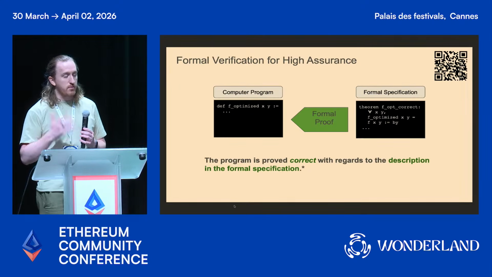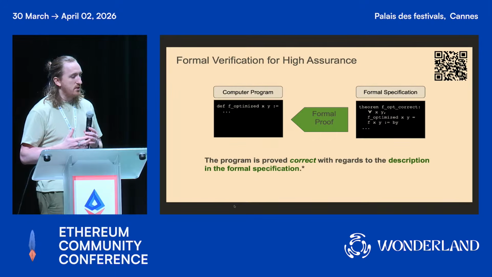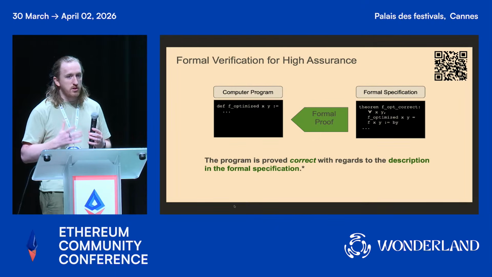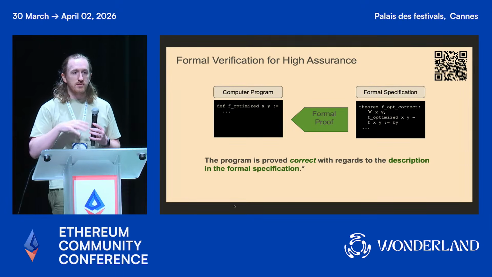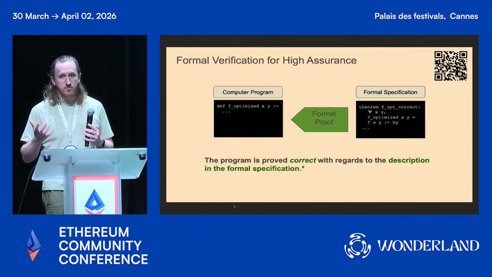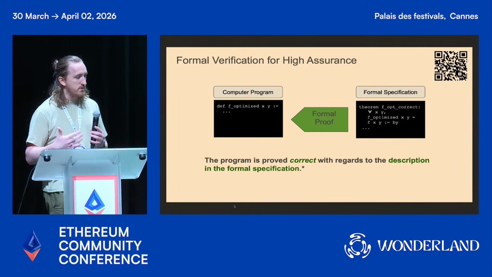you've optimized it. So your function f, you've optimized it to a function f optimized, and the definition of correctness for this optimized function is that it behave the same as your previous function aside from performance. So kind of in an extensional sense, it behaves the same.